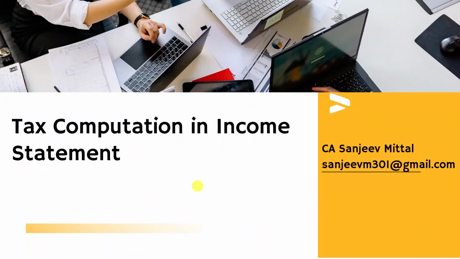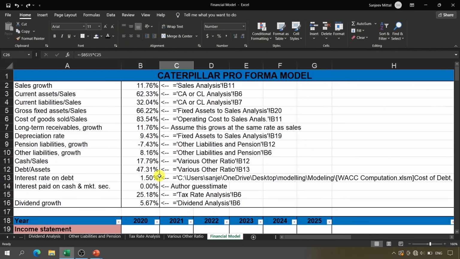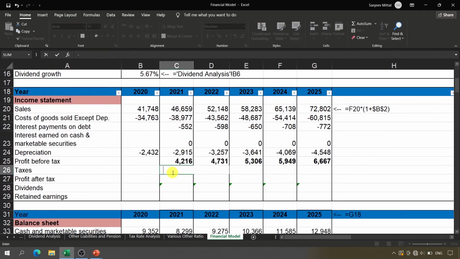Let's try to compute our taxes in our income statement. For this particular calculation, we shall see that our profit before tax is already given. And after that, we have calculated our tax rate in our Caterpillar Proforma model. Let me highlight this as black. So this tax rate has been calculated as 25.18% for our Caterpillar company. We shall apply this tax rate on our profit before tax. And I need to show this number as minus because I am just going to show the numbers in negative sign because this is an expense.